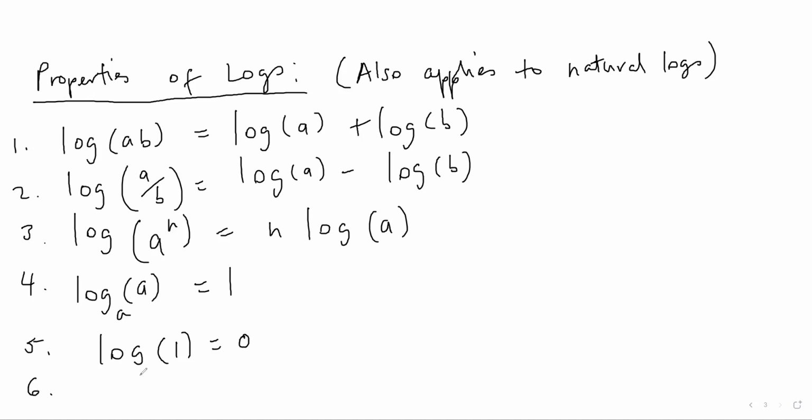Number 6, log of A with a base B is equal to log of A divided by log of B. So log of A with a base B is equal to log of A over log of B. All right, so as I said, I wrote these properties using common logs, but they apply to logs of any base.